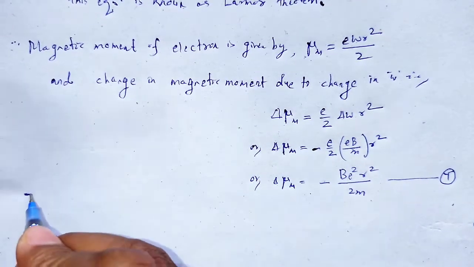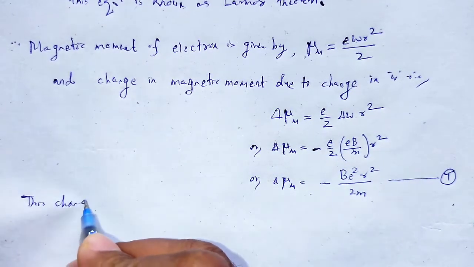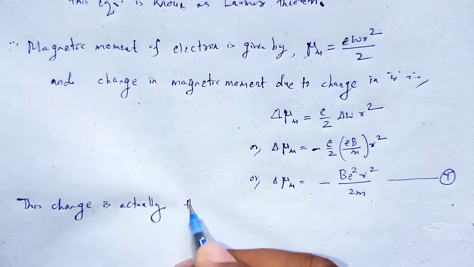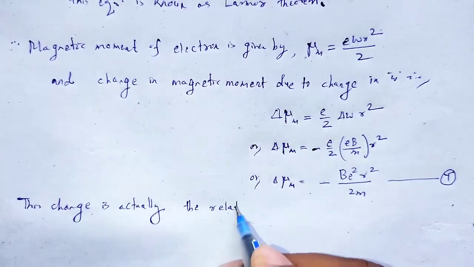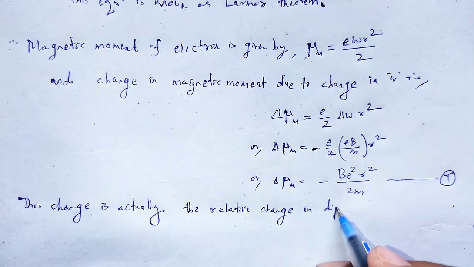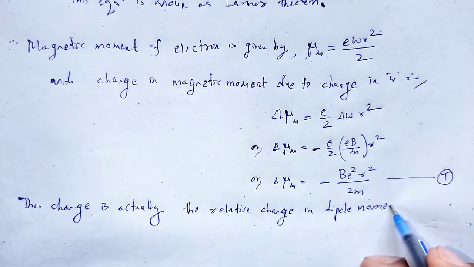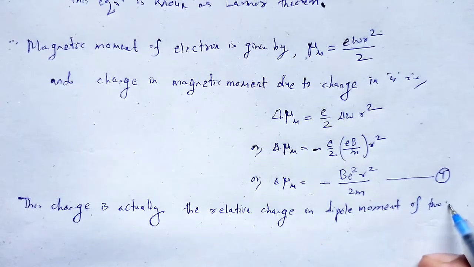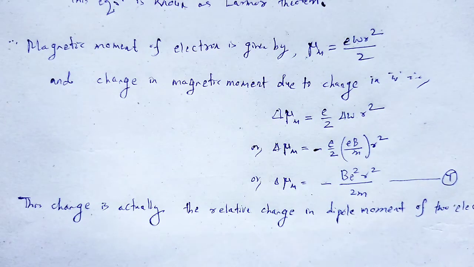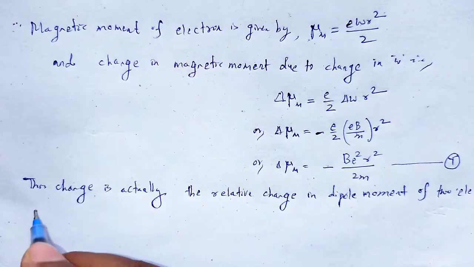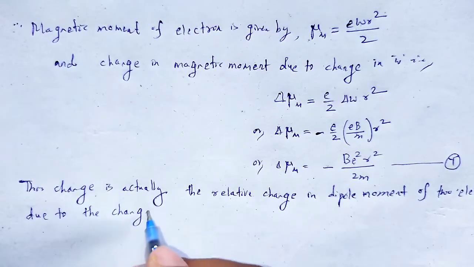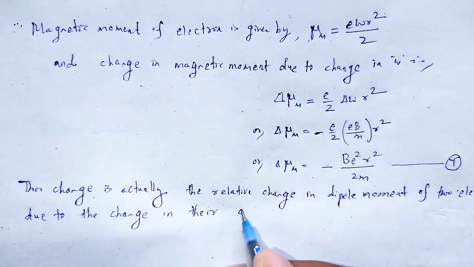This change is actually the relative change in dipole moment of two electrons due to the change in their angular velocity.